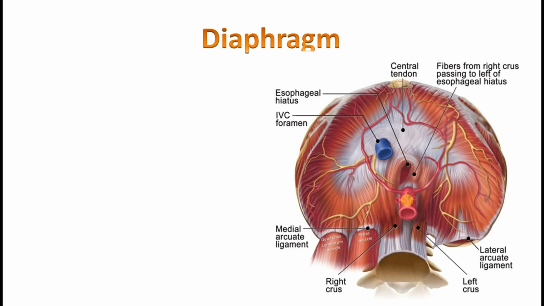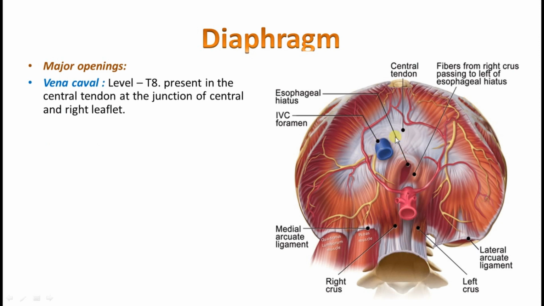Major openings first. Vena cava opening is actually tendinous, situated within the central tendon at the junction of the central and right leaflet. The vertebral level is T8, the 8th thoracic vertebra. It transmits the inferior vena cava and the right phrenic nerve.